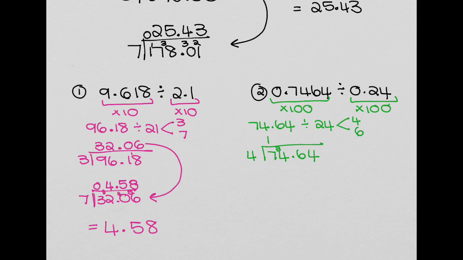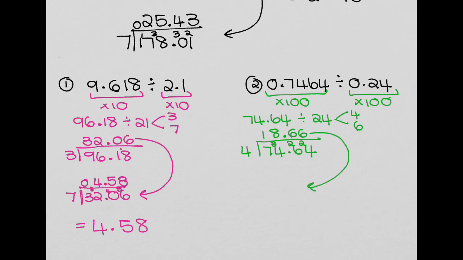4 goes into 7 once, remainder 3. 4 goes into 34 8 times, going over the decimals, and there's a remainder of 2. 4 goes into 26 6 times, remainder 2. And 4 goes into 24 6 times. Take that answer, use it. Right, so now I've got 18.66, and I'm dividing by 6. 6 goes into 1 no times, carry the 1. 6 goes into 18 3 times, going into the decimals. 6 goes into 6 once, 6 goes into 6 once. And so the answer is 3.11.